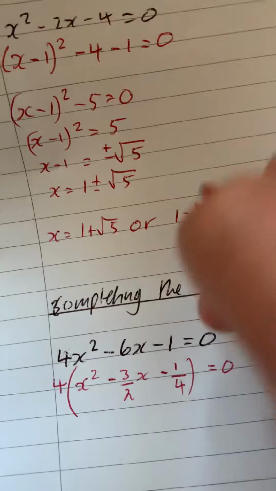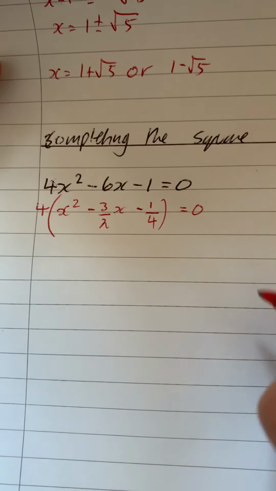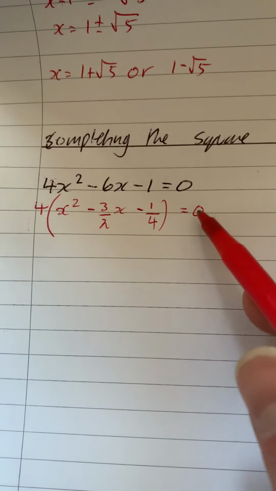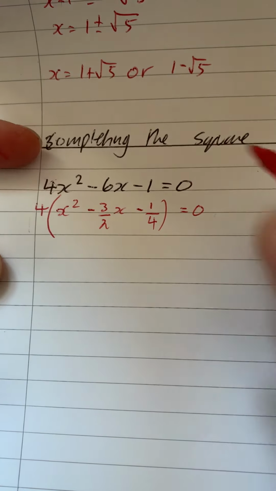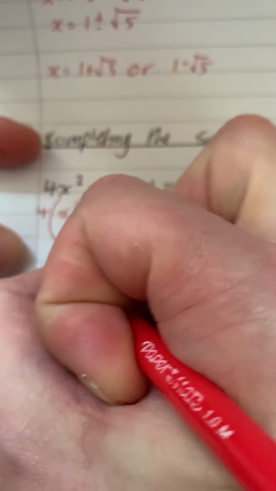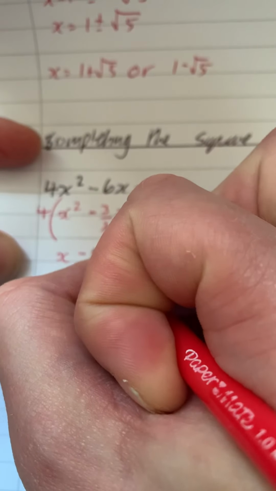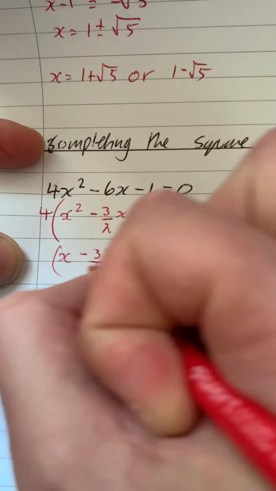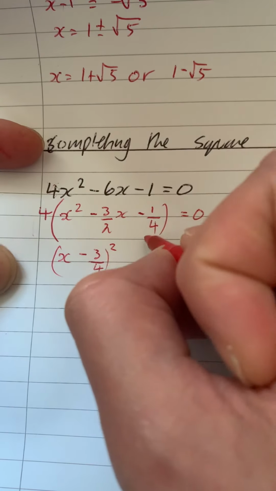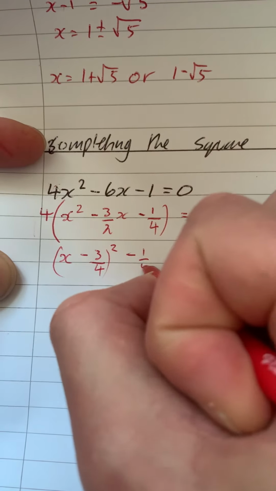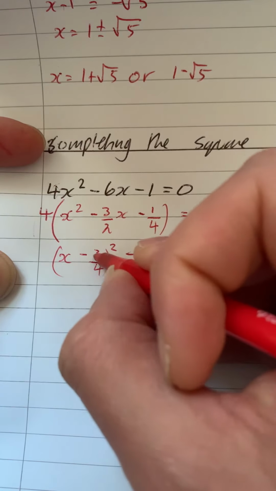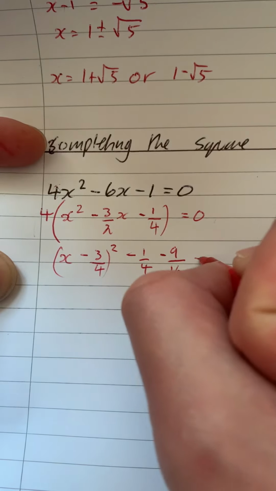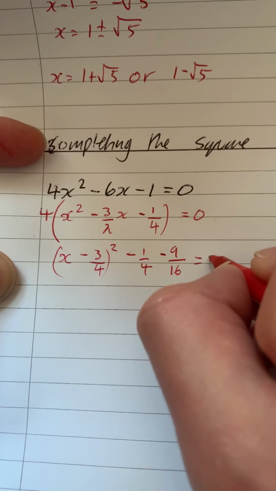Now, what we can do is get rid of that 4, because when we divide by 4, 0 divided by 4 disappears. What we can then do is what we've done before, so we can write x minus, now this is going to be half, and half of that is minus 3 quarters, and that's squared. We've then got minus a quarter, and we need to take away this squared. Now this squared is 9 over 16, so we take away 9 over 16, and that equals 0.